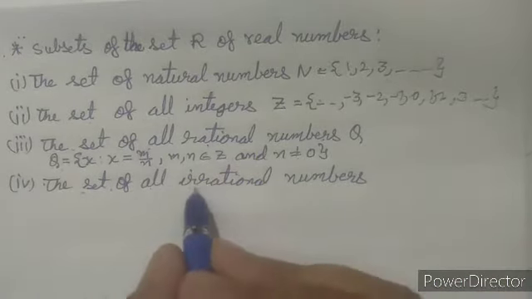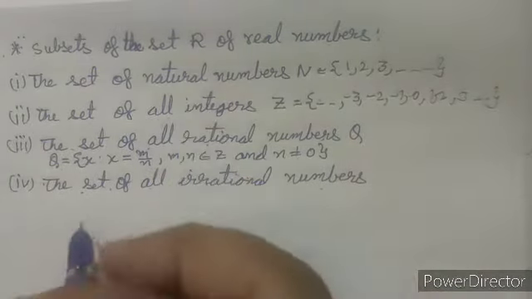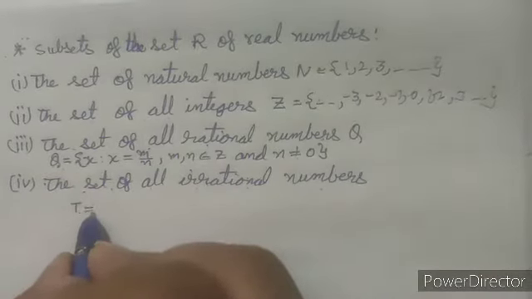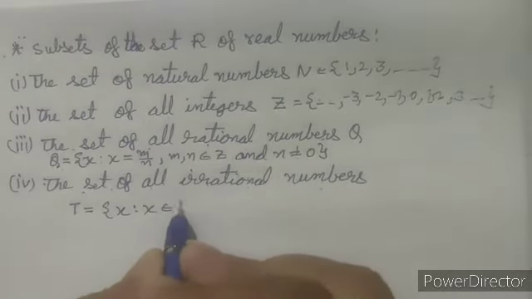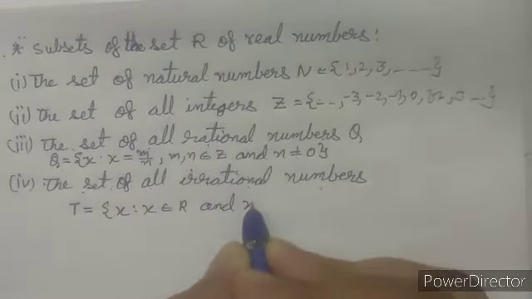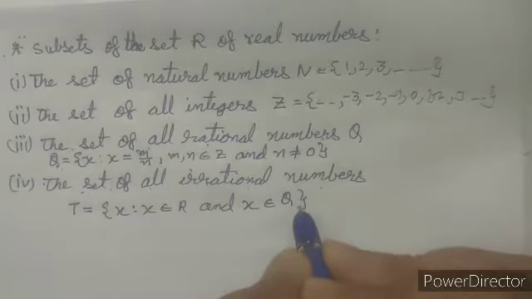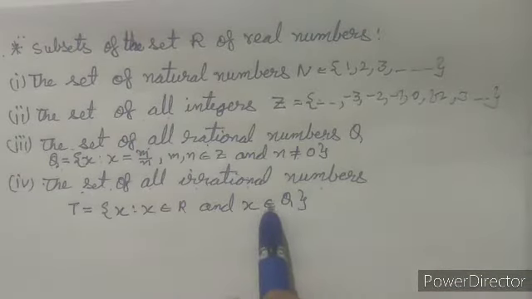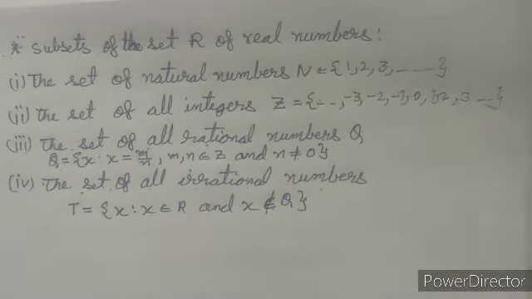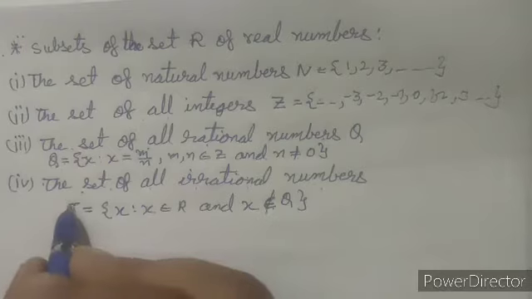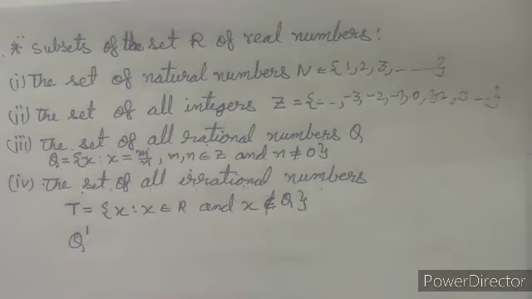Now the set of all irrational numbers. The irrational numbers are also real numbers, and they are denoted by T, and this will be x such that x belongs to real numbers and x is not a rational number. The numbers which are not rational are irrational numbers, so we can say x doesn't belong to rational numbers. Now this T, or set of irrational numbers, is also represented by Q'.